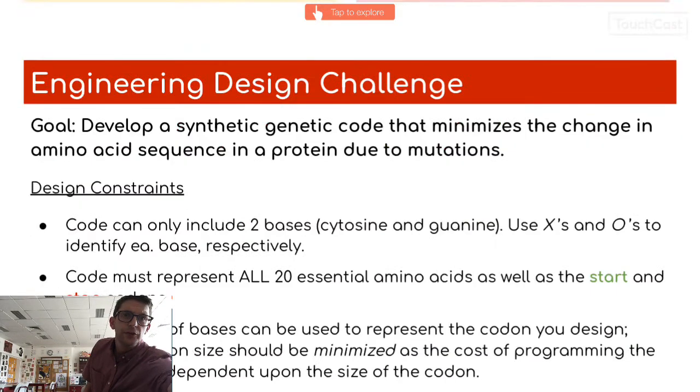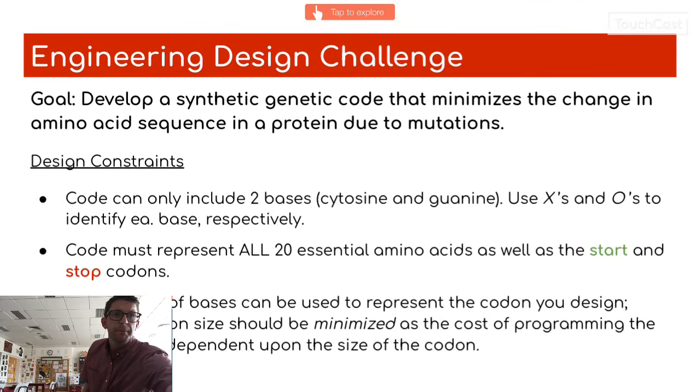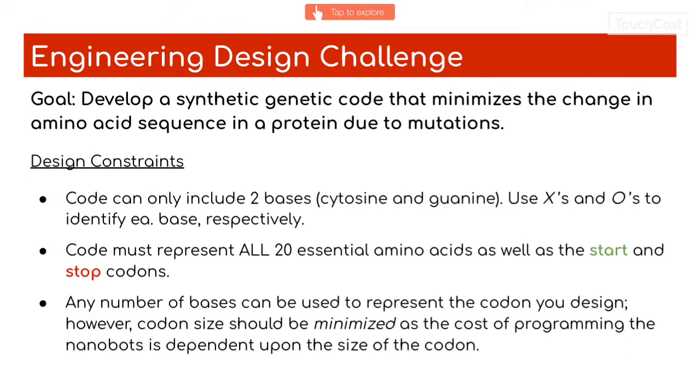All right, so now we're going back to this screen right here, and we know, again, our code must represent all 20 amino acids as well as the start and stop codons. So you're going to have to figure out what's the minimum length or minimum bit code that you need to generate this, right? You also kind of need to keep in mind that the codon size should be minimized. I'm looking at that last bullet point here.